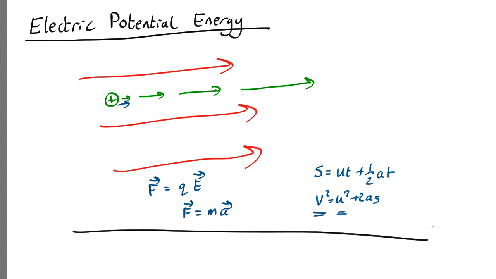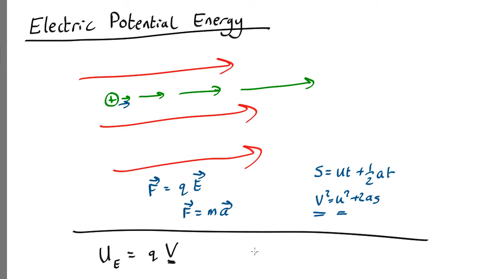What you have to think about is, where is the energy coming from? It starts off at rest and acquires more and more kinetic energy. Where's that coming from? Well, it's coming from electric potential energy. And this potential energy is just equal to the charge times the voltage, the electric potential.